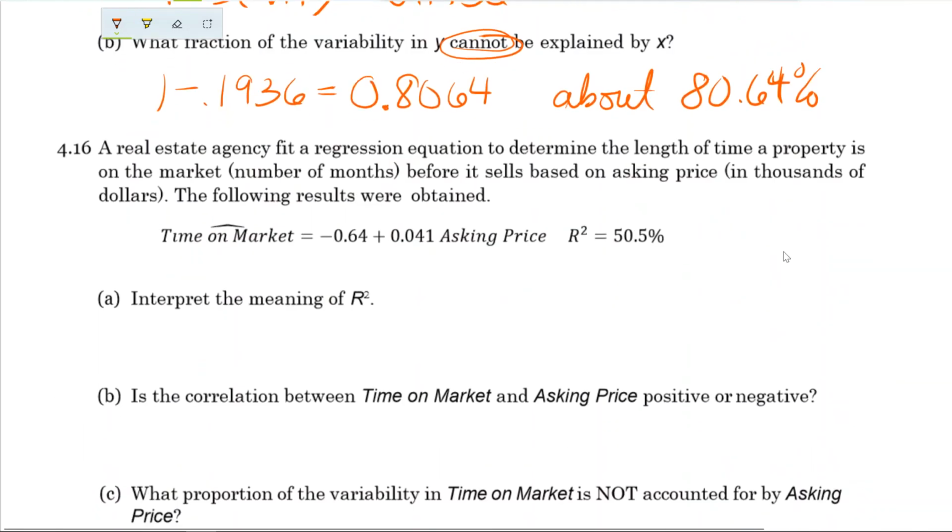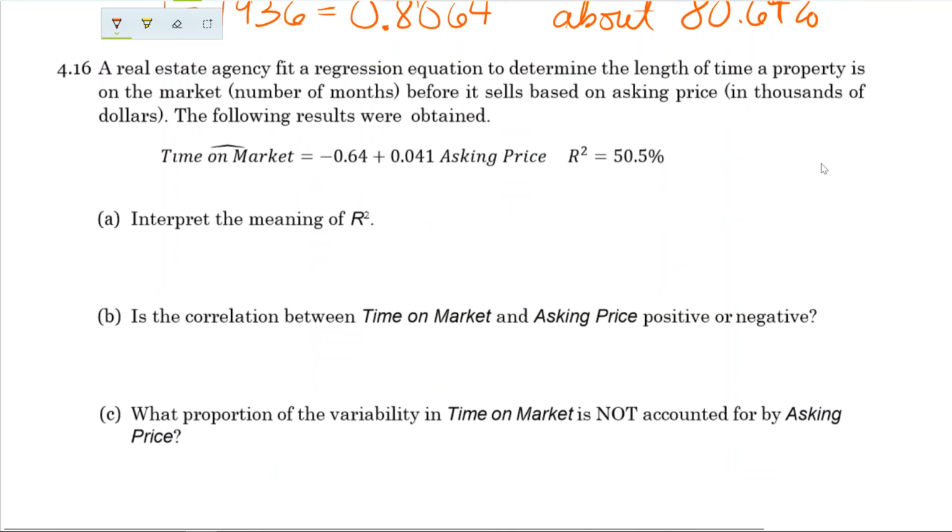So let's take a look at an example using correlation and R squared a little bit, and we're going to interpret the meaning. A real estate agent fits a regression model to determine the length of time a property has in the market, in number of months before it sells, based on its asking price in thousands. And if you know anything about real estate, if you price your house well, at right about its actual value based on the market, it'll sell faster. So that's what's kind of happening here.